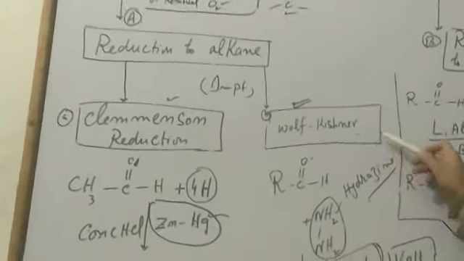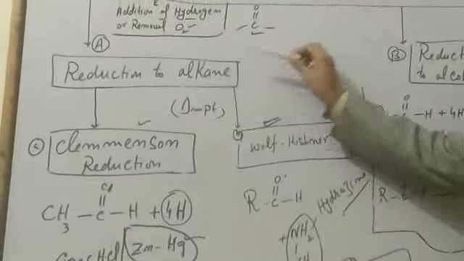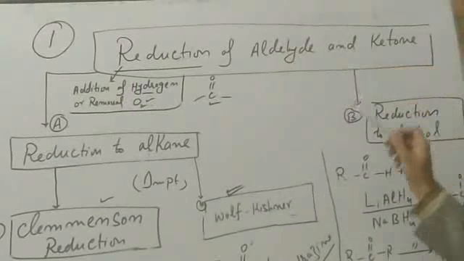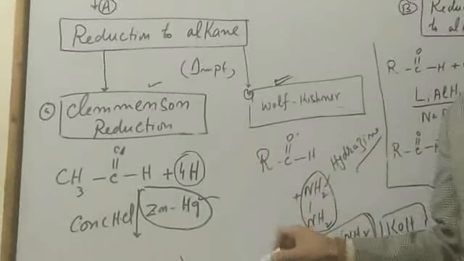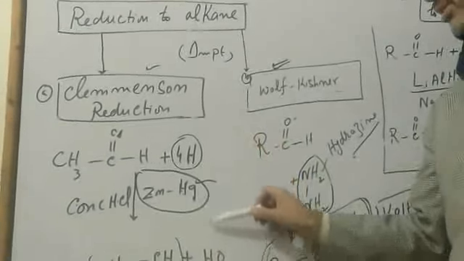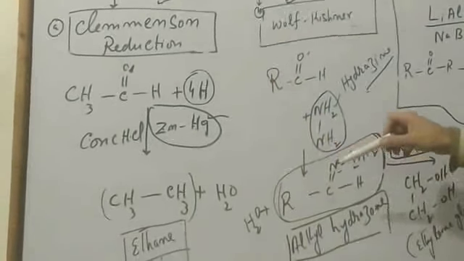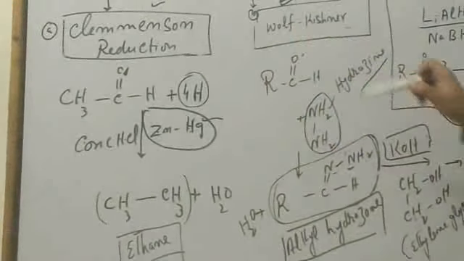So keep in mind, Clemmensen reduction and Wolff-Kishner reaction are used for the preparation of alkane from aldehyde and ketone. Do not waste your time on the mechanism of these two reactions. They are too complicated. Therefore, you need not study the mechanism of these reactions. Just keep in mind the nature of the reducing agent in both the reactions. In one case, zinc amalgam and concentrated HCl is used as a reducing agent, while in the other case, hydrazine is used as a reducing agent.